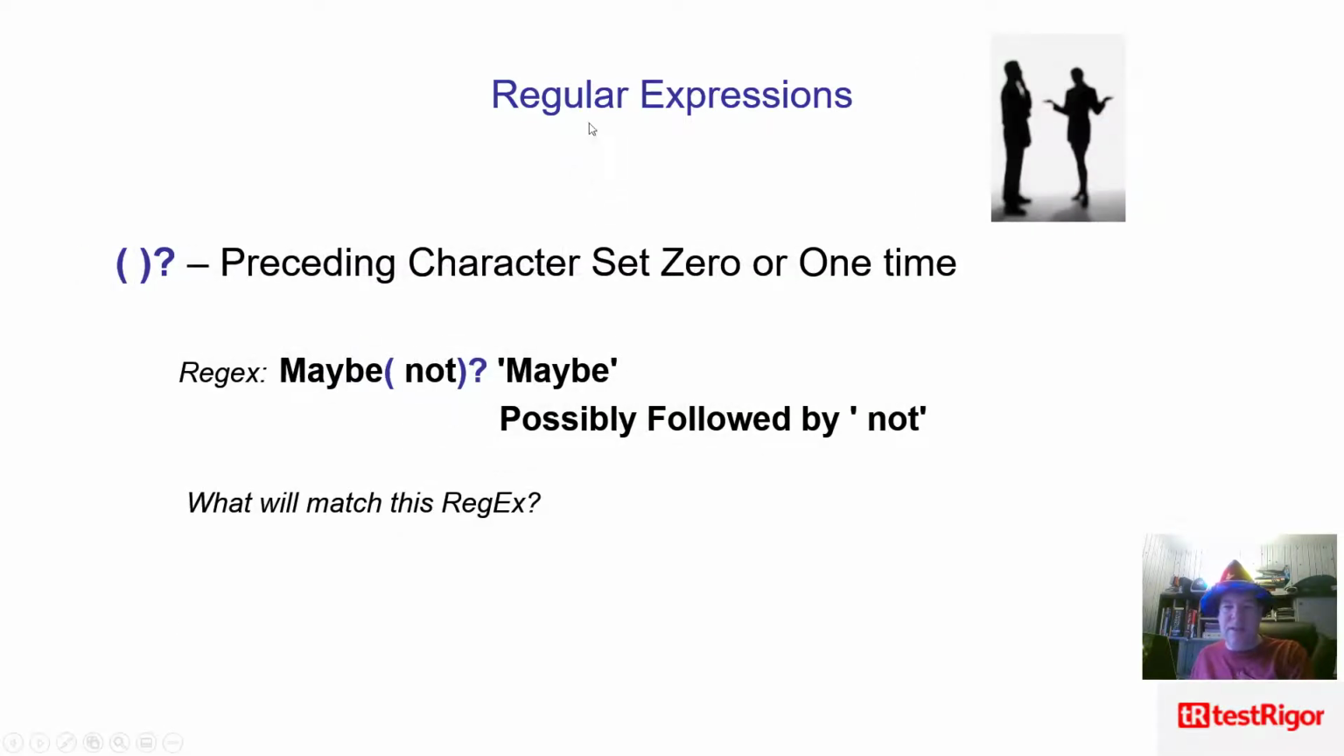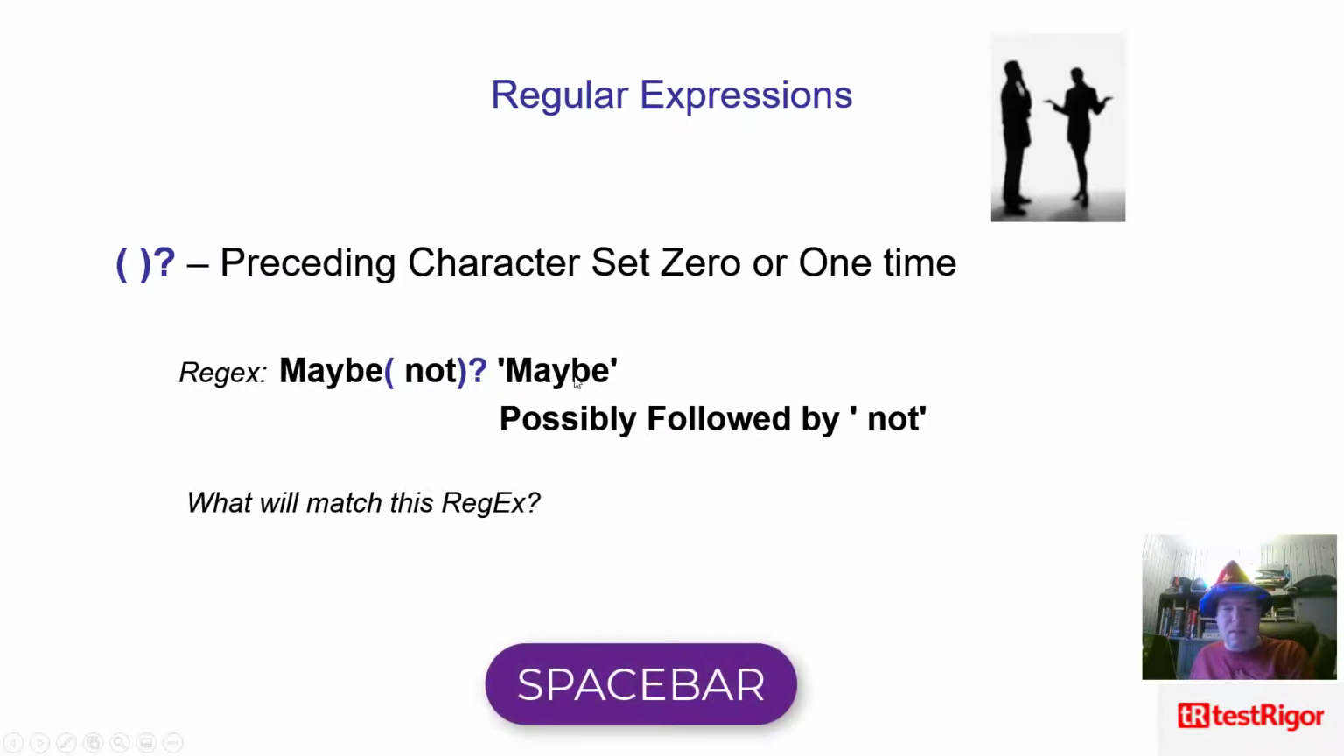All right, next, regular expressions with preceding characters, set 0. We kind of saw this before. The question mark says, hey, may or may not be there, but in this case, it's with the parentheses. So this regex is saying, well, maybe and possibly followed by the word not. All right, so again, hit that space bar. I want to know, what will this match and what won't it match?